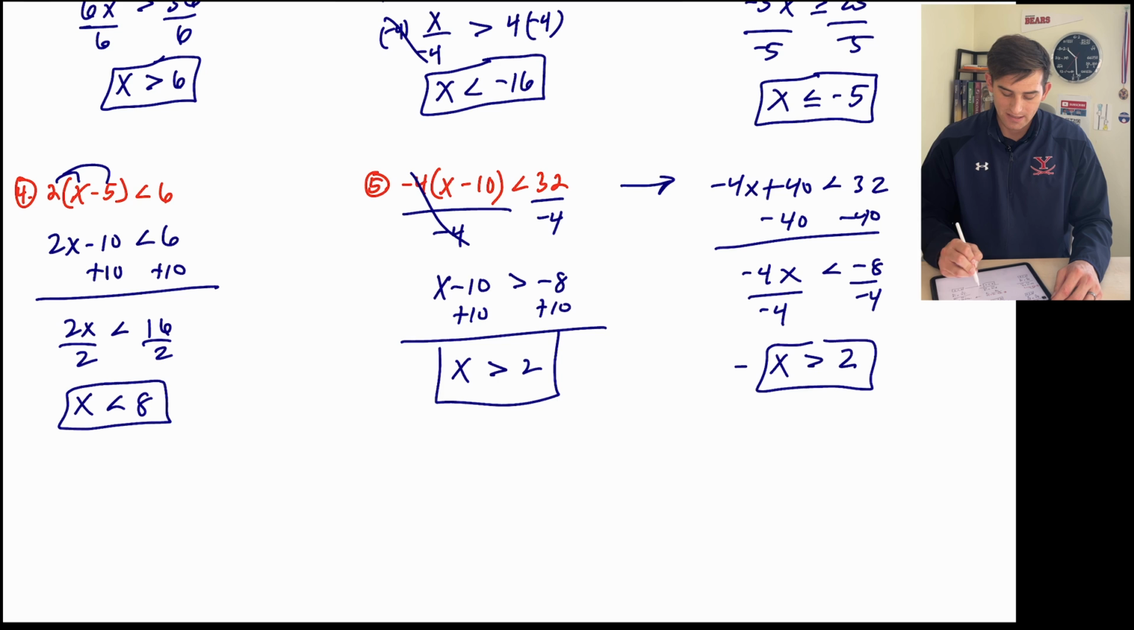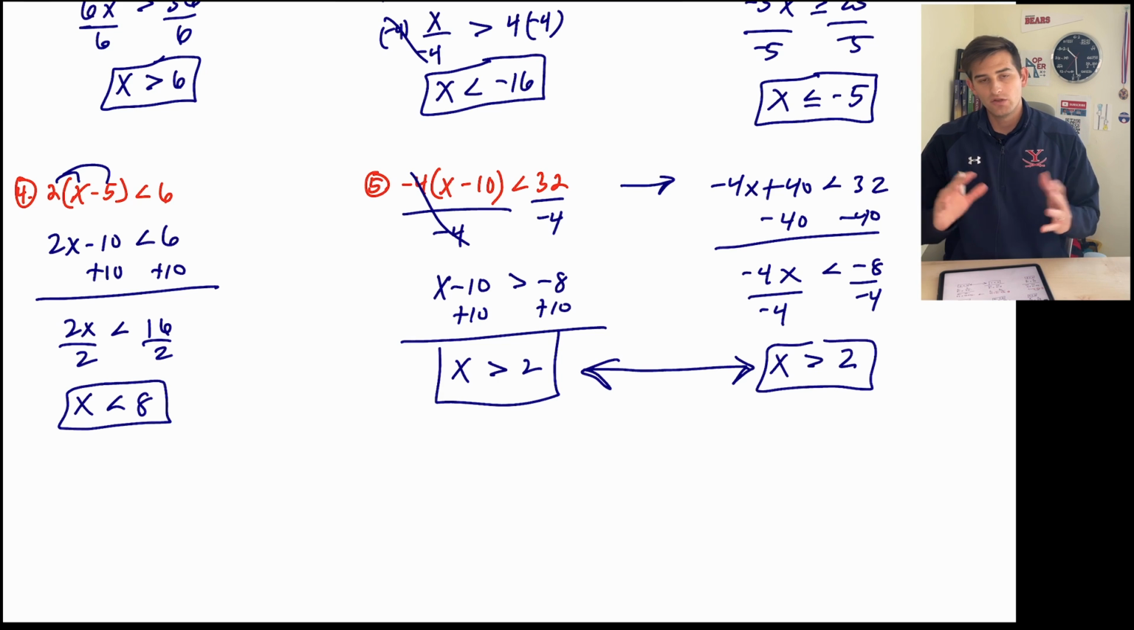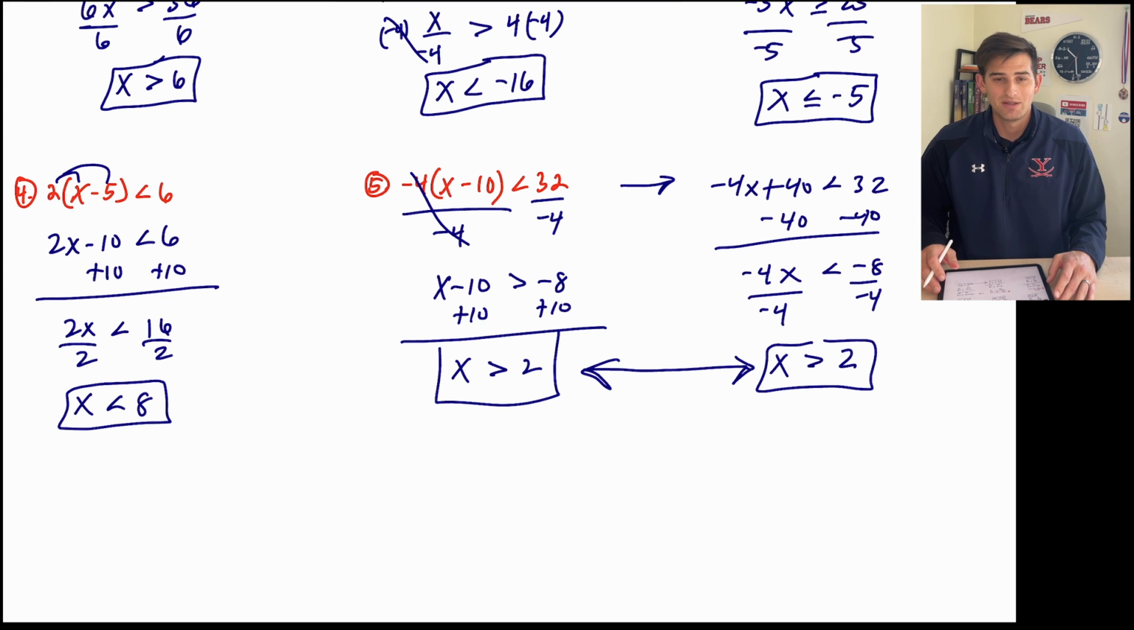So notice how we got the same answer, right? So either way is fine. You could distribute and then undo the addition or subtraction, then undo the multiplication. Or you could go ahead and divide first. Either way is fine, and that is how you can solve some two-step inequalities.